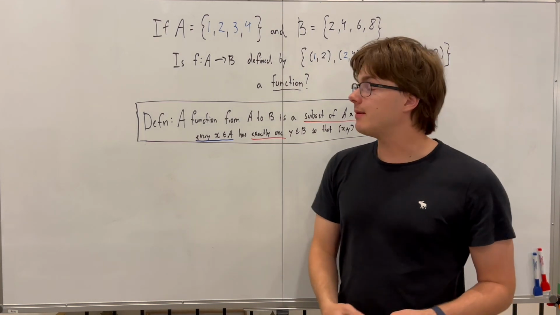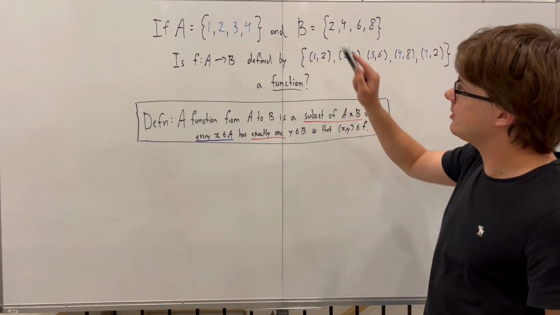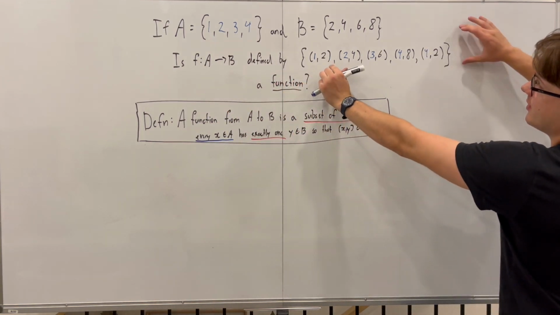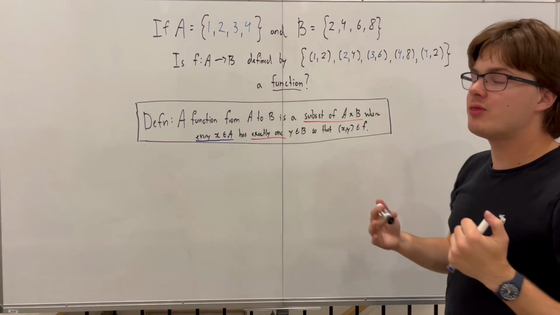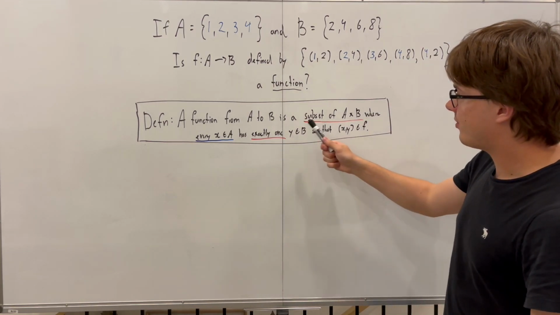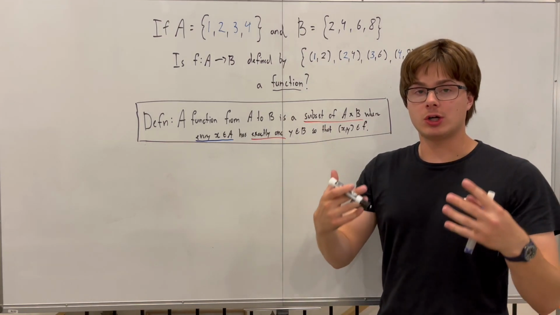Our third example is going to be asking: given these two sets, if a function from A to B defined by this set of ordered pairs, would that be a function? Okay, so what do we need to check? We need to check that these three underlined things are true.